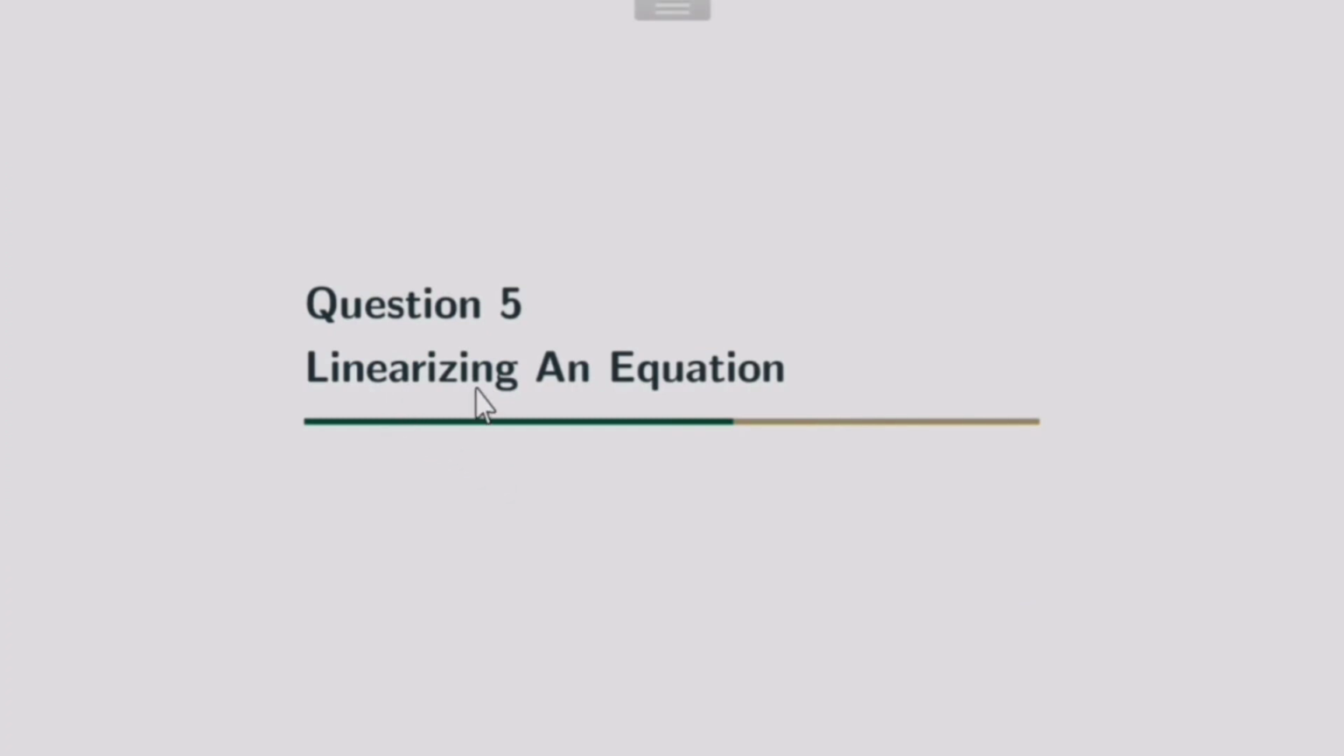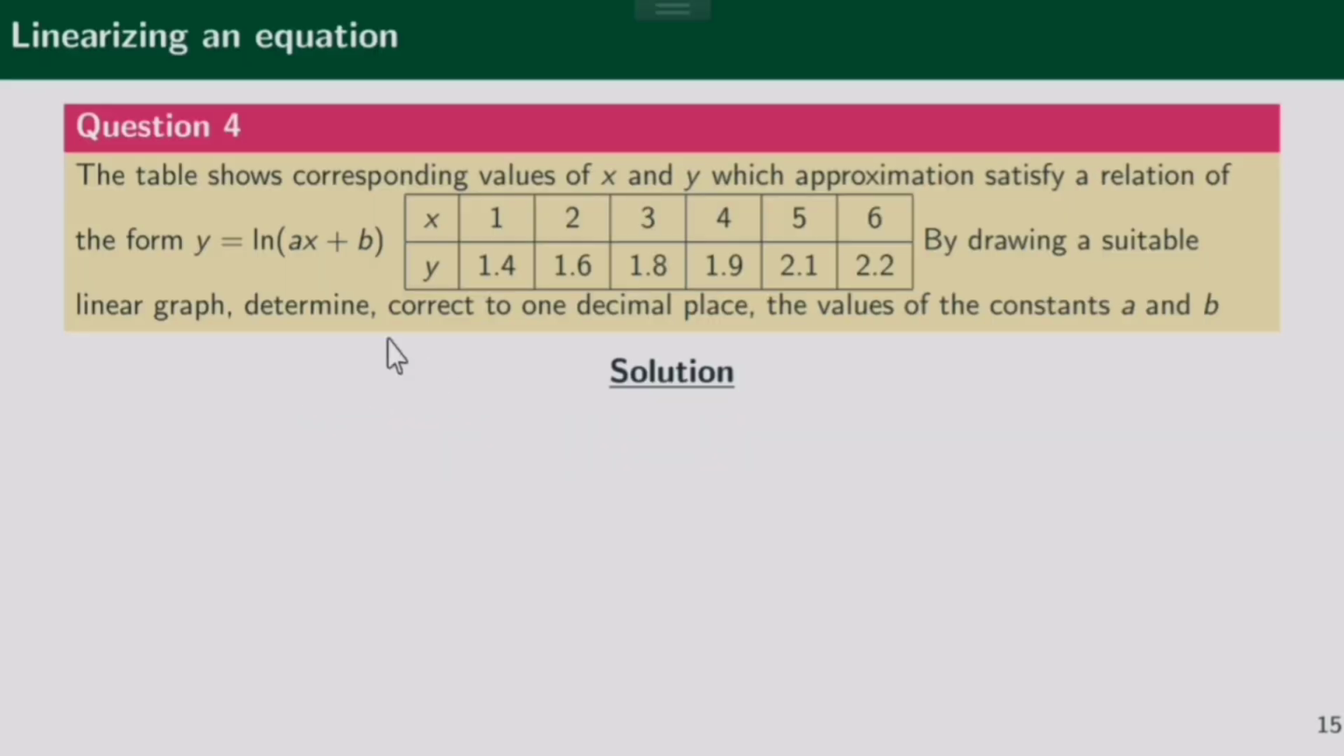So question 5, we are going to end up with this question. So be patient while we look at the proposed solutions for this question. We will be linearizing an equation. So this question 5, not 4. The table shows corresponding values of x and y. Which approximation satisfies a relation of the form y is equal to ln of ax plus b?